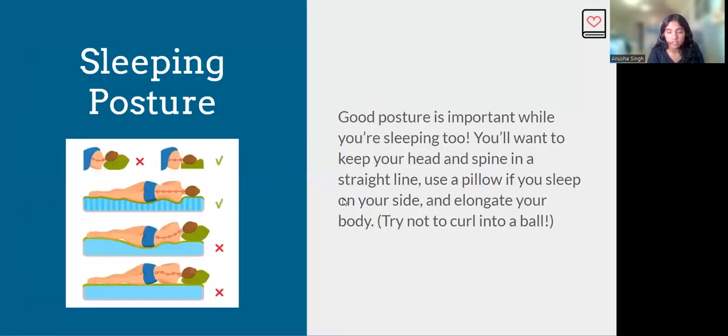Good posture is also important when you're sleeping. You want to keep your head straight and your spine in a straight line. You also want to use a pillow if you sleep on your side and elongate your body. So try not to curl into a ball. You can see in these pictures that in the good examples, the lady is sleeping with her back and her head in a straight line. And in the bad examples, she has it tilted one way or the other, which is not good for you.